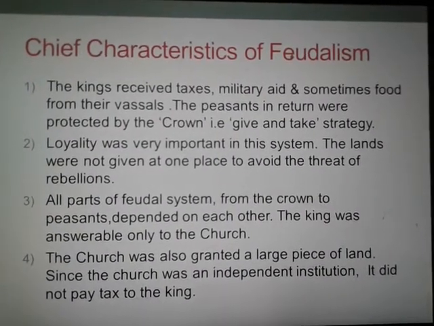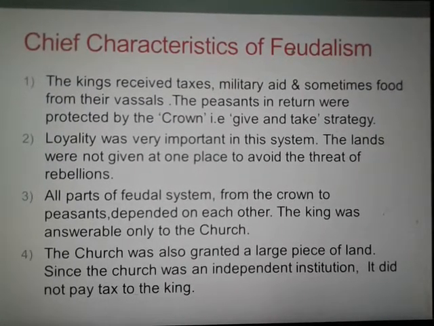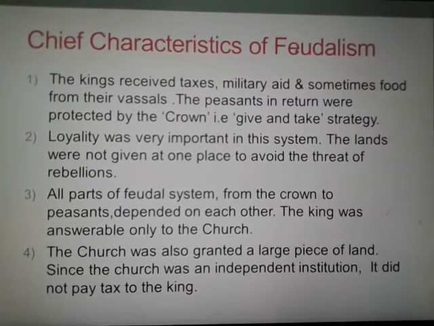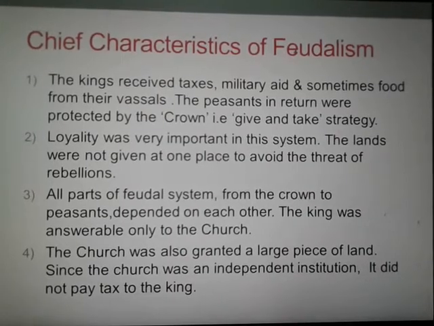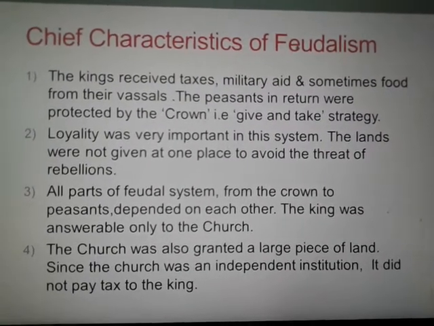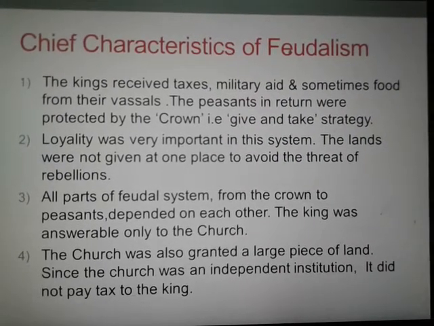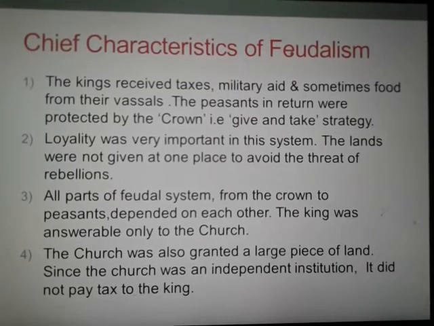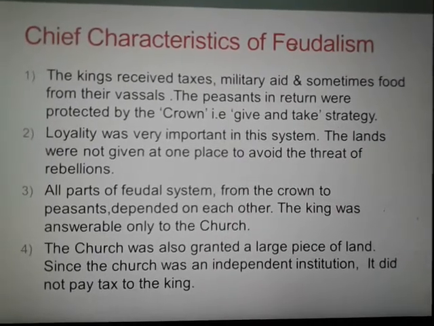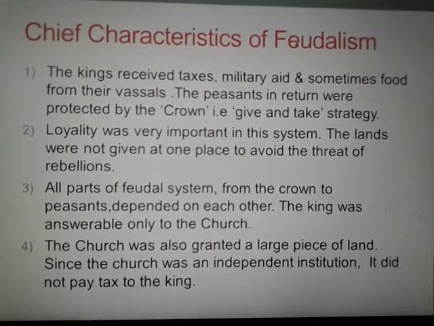Chief characteristics of feudalism. The kings received taxes, military aid, and sometimes food from their vassals. The peasants in return were protected by the crown. It means that there was a give and take strategy. Loyalty was very important in the system. The lands were not given at one place to avoid the threat of rebellions. All parts of the feudal system, from the crown to peasants, depended on each other.